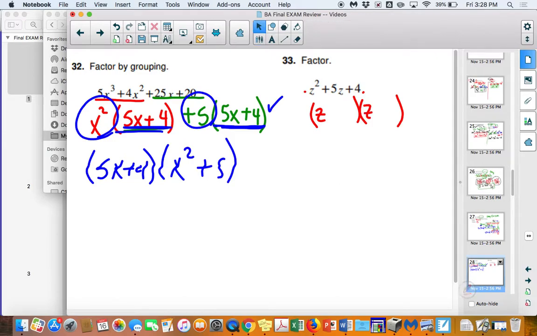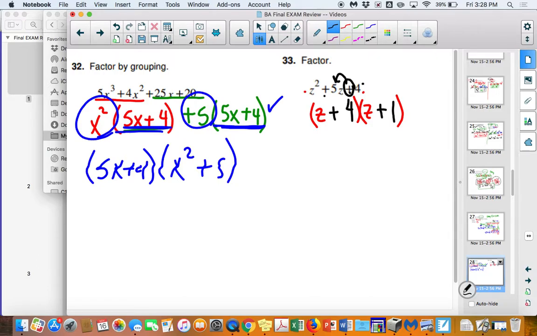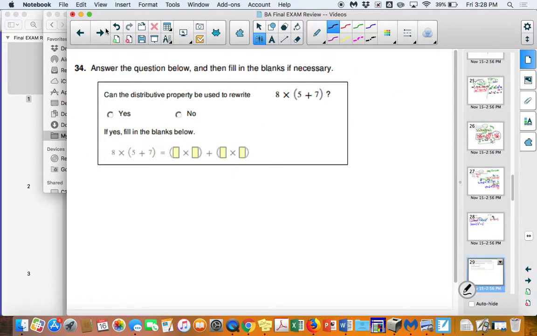Now read it from the back. What two numbers multiply to 4 and add to give you 5? Well, that'd be 4 and 1. Signs are the same, both plus. It's factored. Okay, keep going.